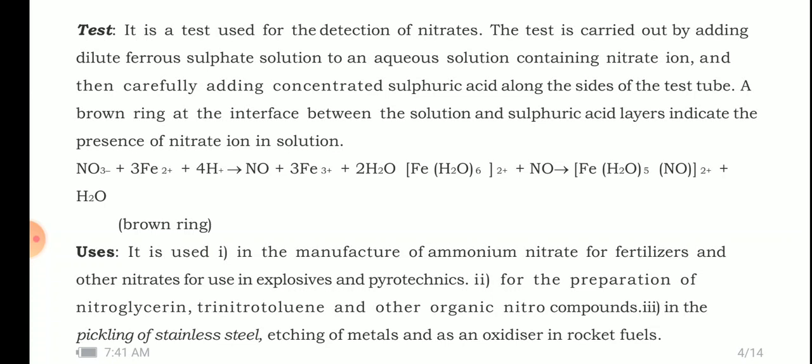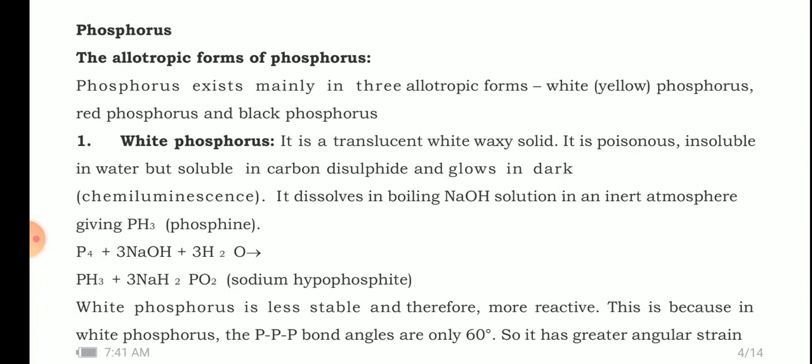It is used in the manufacture of ammonium nitrate for fertilizers and other nitrates for use in explosives and pyrotechnics, for the preparation of nitroglycerin, trinitrotoluene and other organic nitro compounds, in the pickling of stainless steel, etching of metals, and as an oxidizer in rocket fuel. So these are the uses of nitric acid.